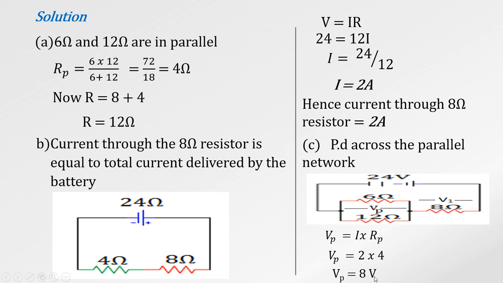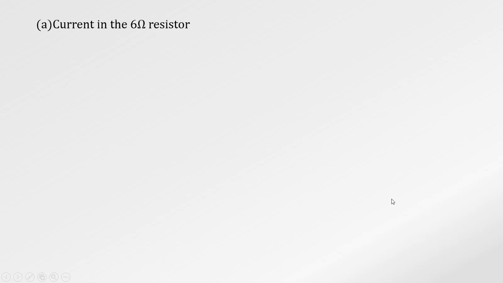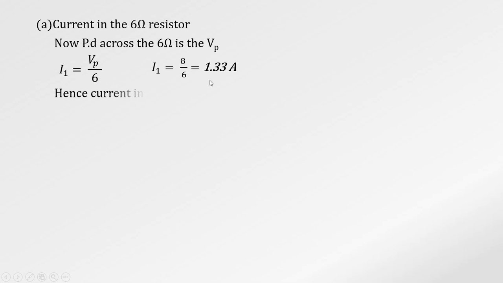So now, if I want to get the current, we shall just divide this VP by the 6 to get the current through the 6 ohm. So we shall say I1, if we are to call it I1, then VP over 6, and I1 is 8 over 6, giving us 1.33 amperes. If we wanted for the other one in the 12, then we shall just have said 8 over 12, and we get the answer.